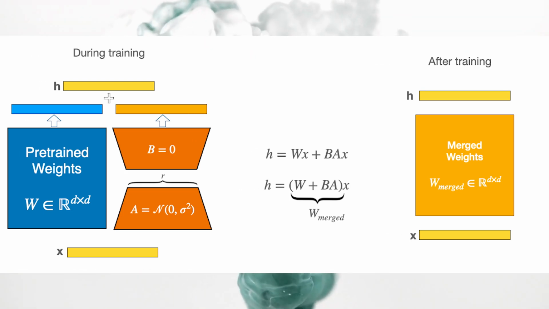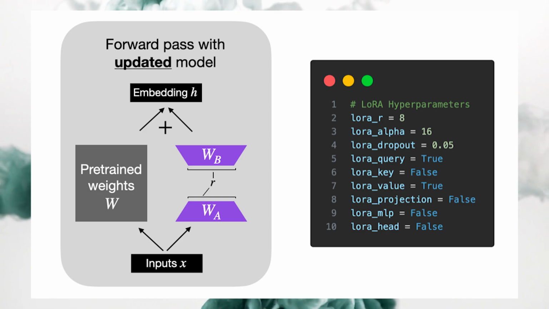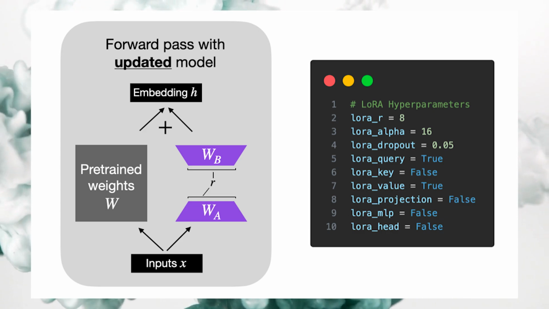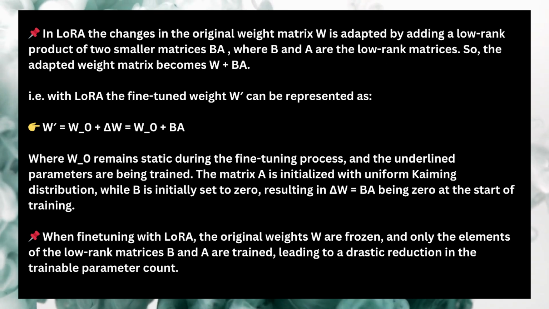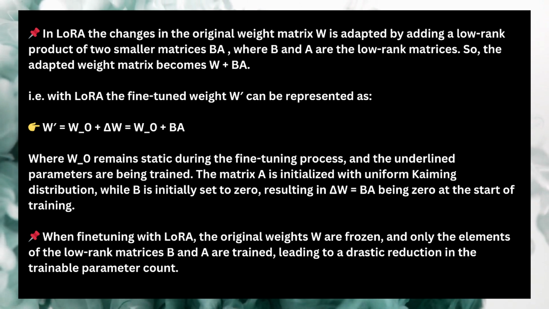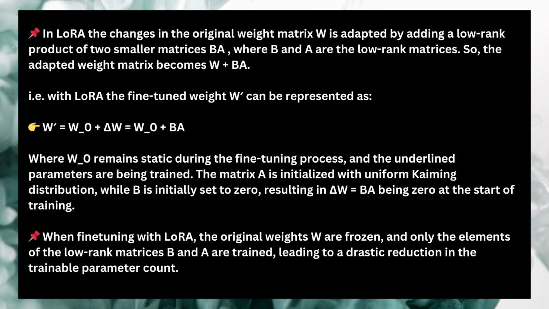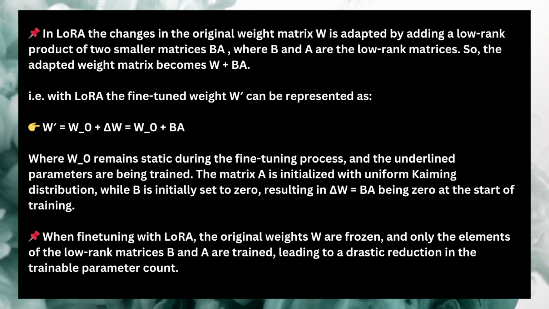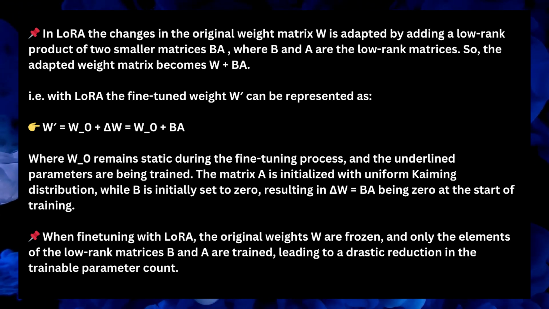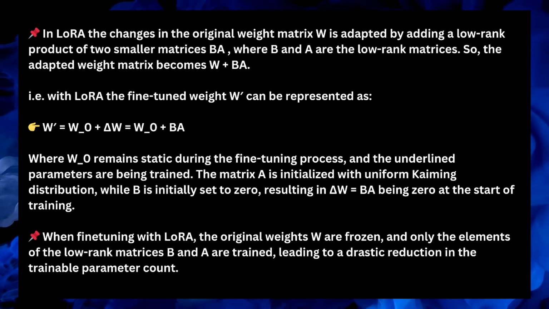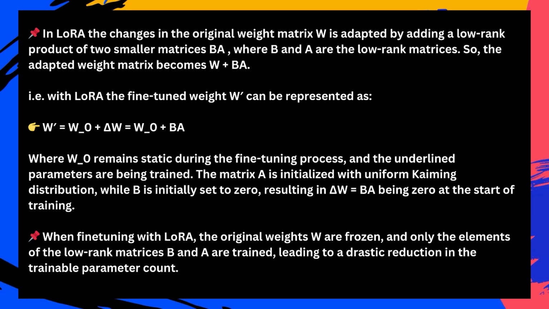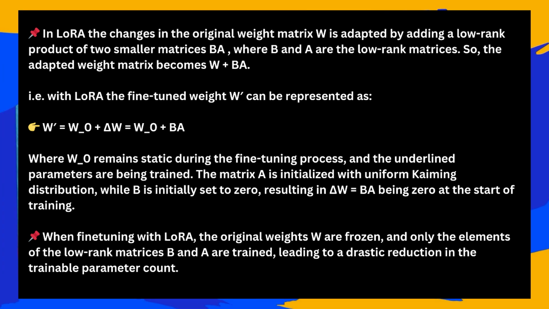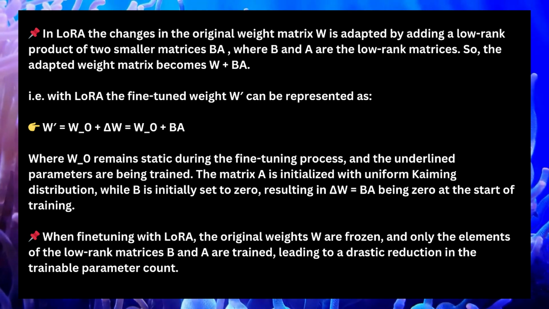Now let's quickly understand the mathematics underlying the LoRA concept. It's actually a very simple idea, but has such a huge impact throughout the AI industry. In LoRA, the change in the original weight matrix W is adapted by adding a low-rank product of two smaller matrices, A and B, where A and B are the low-rank matrices. So the adapted weight matrix becomes W plus AB. These matrices are the core components of LoRA's adaptation mechanism. They are much smaller compared to the original weights and directly influence how the original weights are adapted during training.